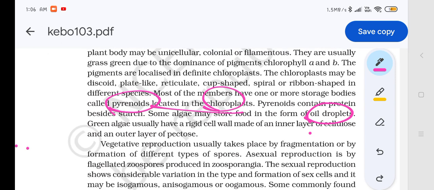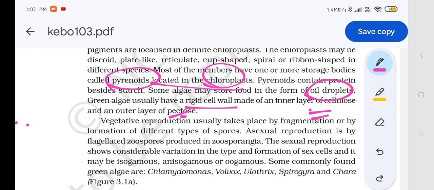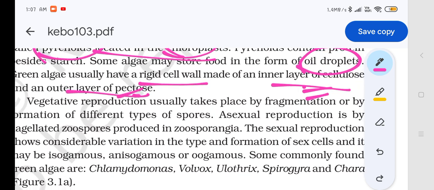Green algae usually have a rigid cell wall made up of an inner layer of cellulose and an outer layer of pectose. This is very common. Cellulose is inside and pectin is outside. So the inner layer is cellulose and the outer layer is pectose, just like in a plant cell. Simple.